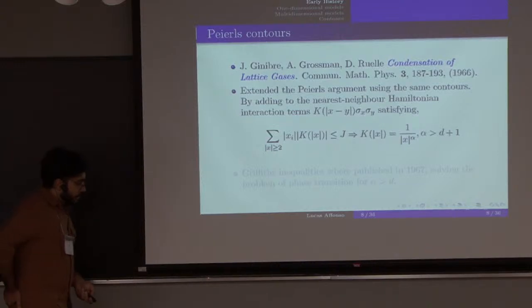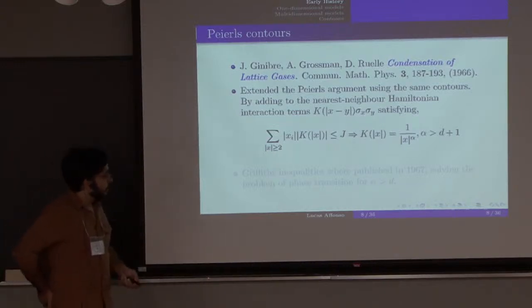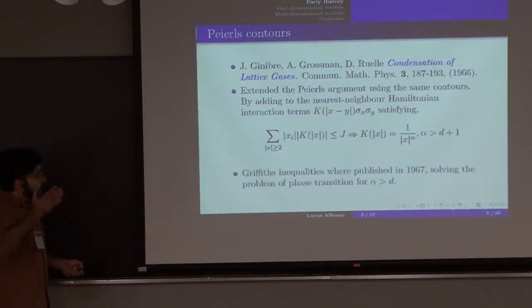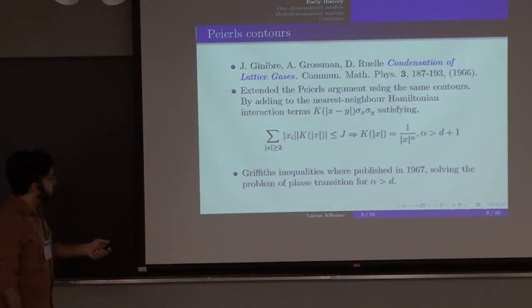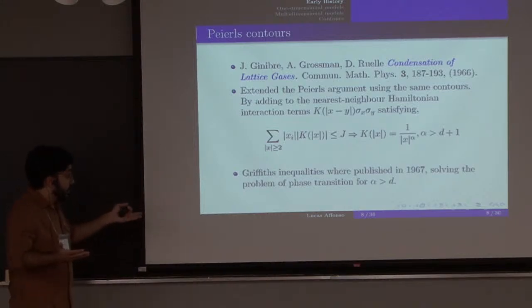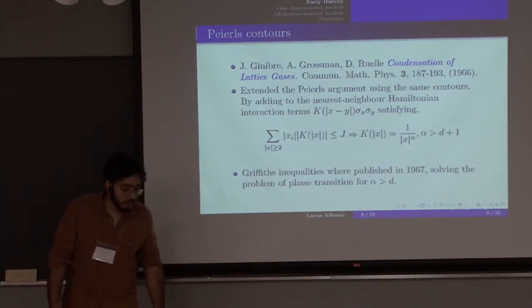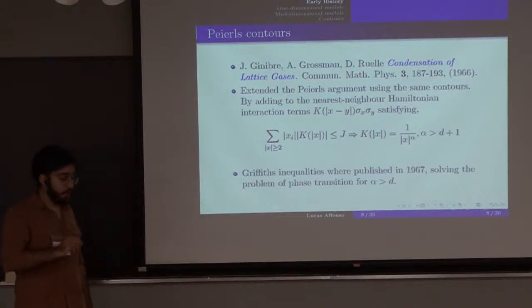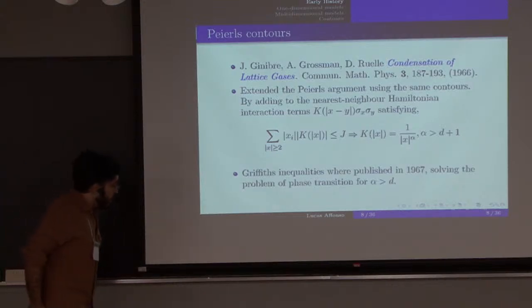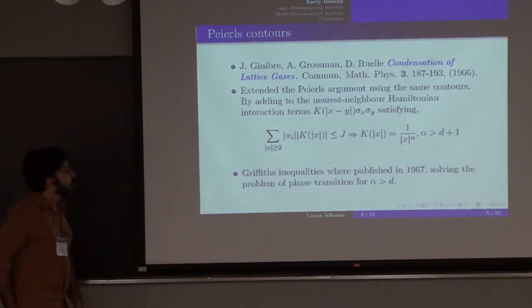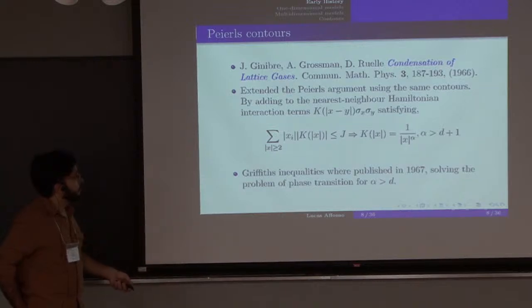And of course, there is a remaining range between d and d plus 1. But right in the next year, in 67, the Griffith's inequalities appeared, and then the problem of phase transition is solved, because if you have phase transition in the nearest neighbor case, of course, with the magnetic field equal to 0, you also have phase transition for the long range case with alpha decaying faster than d.